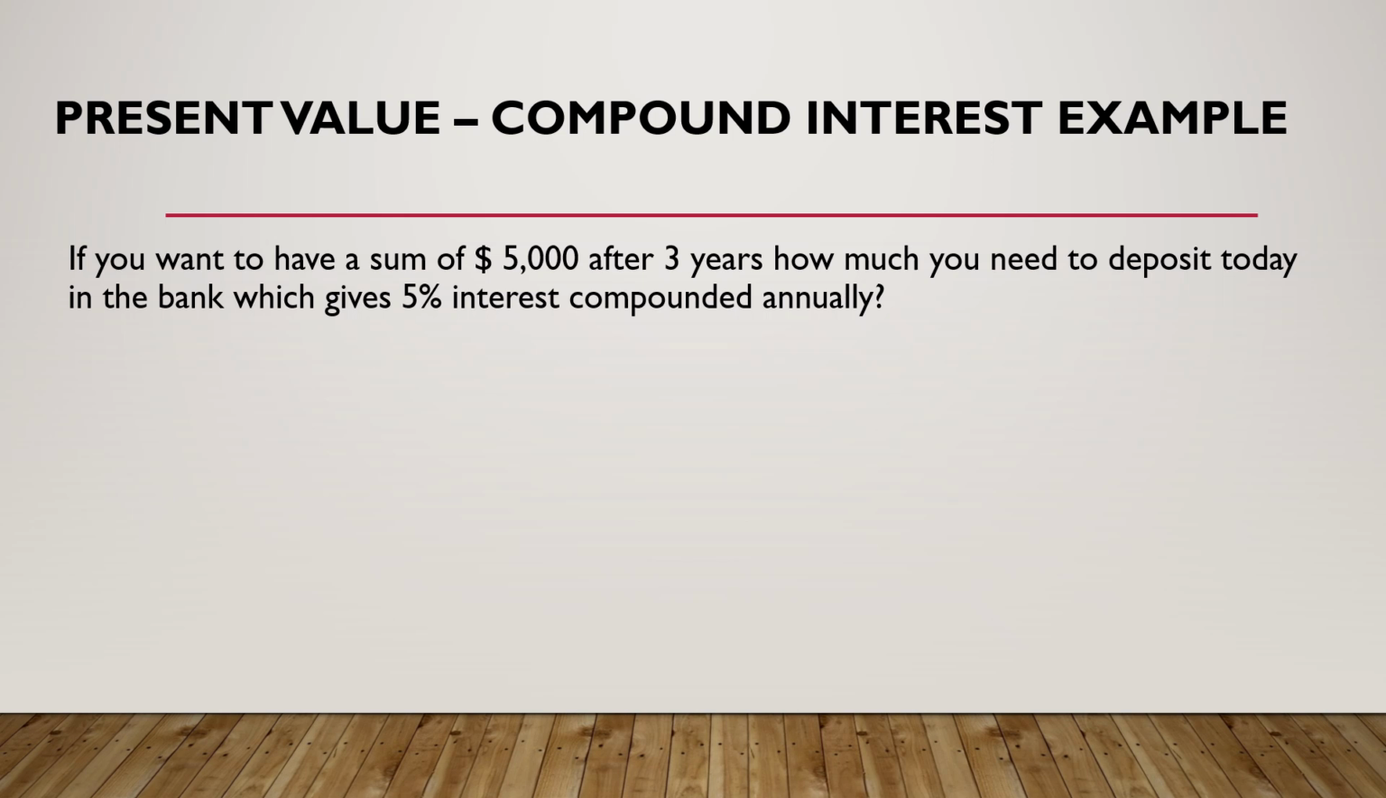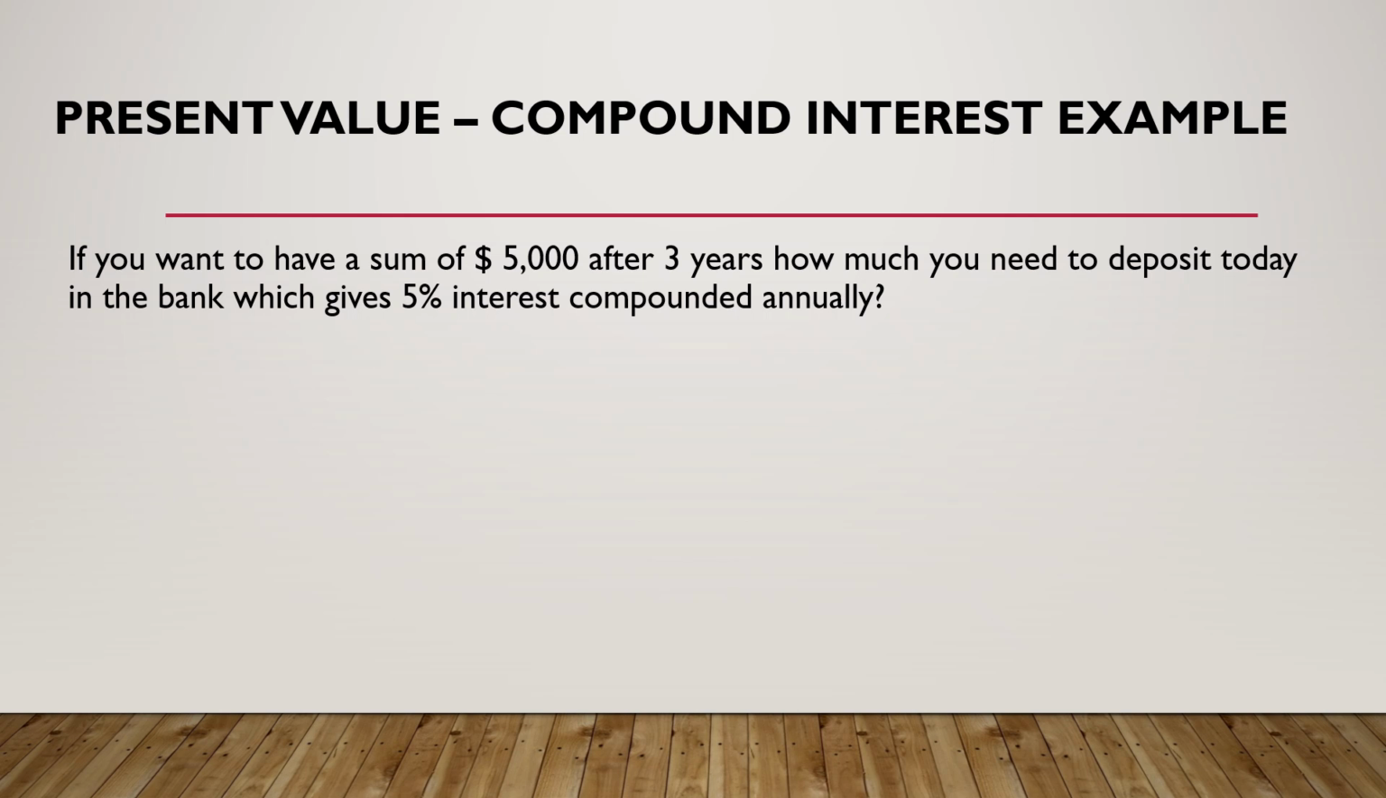The first example here is, so what I told you, the steps for solving. First thing is that we have to read the question carefully, understand what is asked in the question, what we need to calculate. Second, based on your understanding of what is required, we will write down the formula. Third step, substitute the values provided in the question into the formula, and next we will do the solution. So first we will read: if you want to have a sum of $5,000 after 3 years, how much do you need to deposit today in the bank, which gives 5% interest compounded annually?